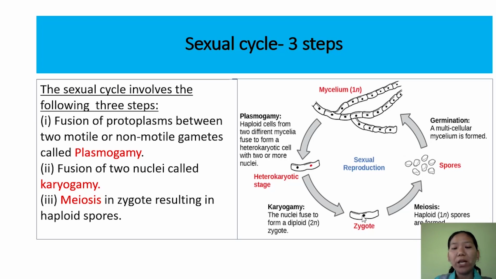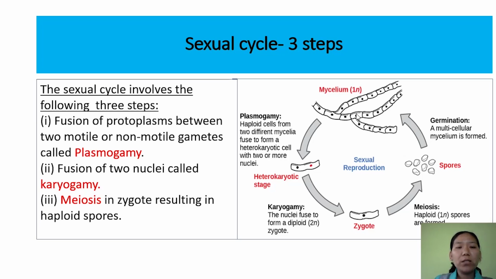This zygote, being diploid, undergoes meiosis to produce haploid spores. Okay, so the third step is haploid. And these spores will germinate to produce hyphae and mycelium, and then again the cycle continues. So these are the three steps in the sexual cycle of the fungi.